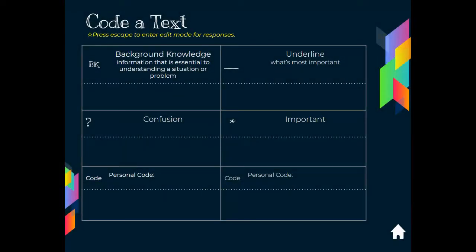When you code the text, you're going to look at these, and it has BK, background knowledge. Underline, what's most important. Confusion, question, something you're not sure about. A little star for important. This is personal information. And you can add in your own codes, whether you want to circle something. Why are you circling something? Is it one of the W's, the who, what, when, where, why? Is it one of those?